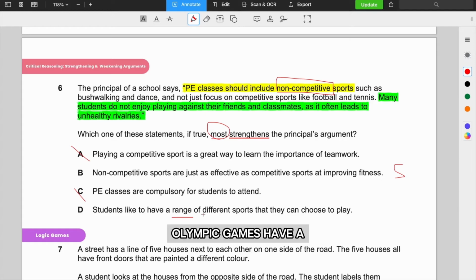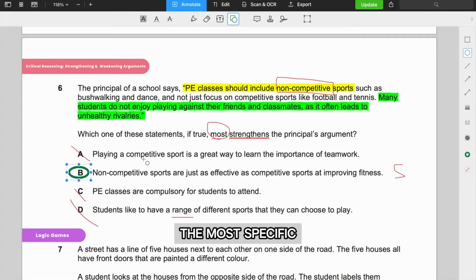For example, the Olympic Games have a range of sports, but they're all competitive. Swimming and basketball and all that jazz, those are all competitive sports. You can have a range of competitive sports. We want to talk about why non-competitive sports should be included. So that's why B is the best answer, because it is the most specific in supporting the principal's main conclusion.